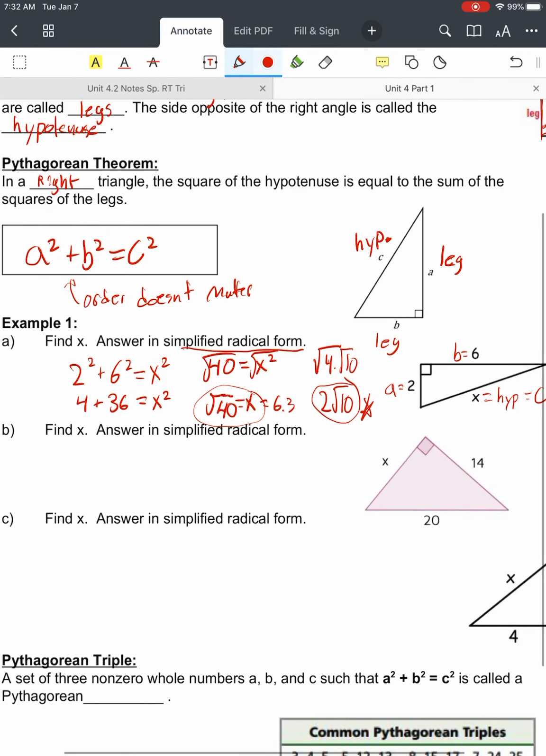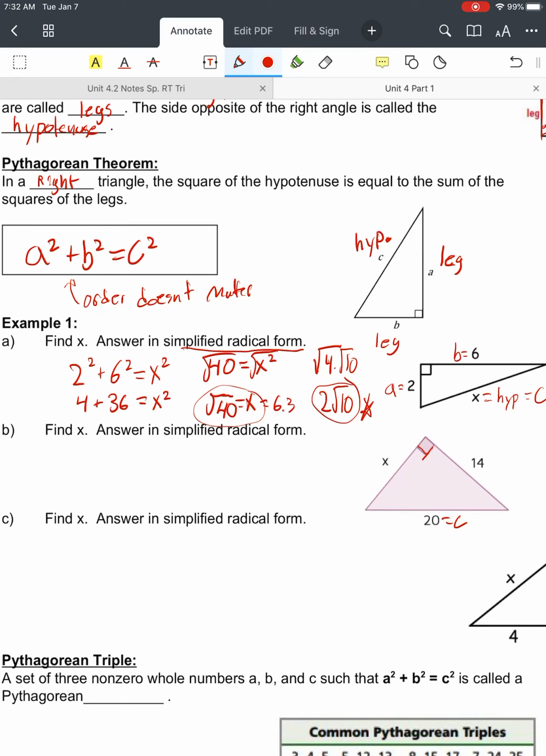Taking a look at our next example, take an opportunity to label your a, b, and c, specifically pick your c, before I start on this problem. I'll give you a second to decide which one is going to be our c. If you chose 20 as your c, you are correct because it's across from our right angle. It's also the longest side, which means it's the hypotenuse.